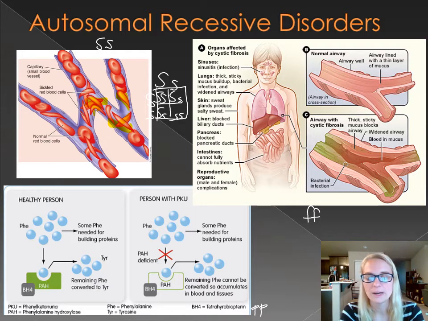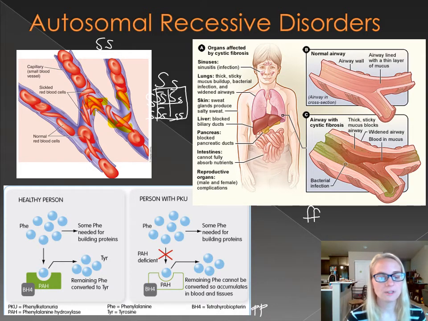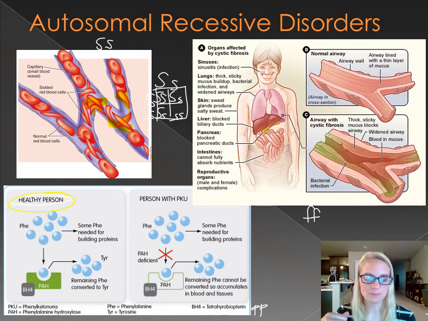And then the last one is PKU, which stands for phenylketonuria, which is, again, an autosomal recessive disorder where our bodies lack an enzyme, which is called phenylalanine hydroxylase, which takes phenylalanine and converts it to tyrosine. So in the normal healthy person, we have here, right, they have this enzyme. So that is the green little box, and it converts phenylalanine into tyrosine. When somebody doesn't have it, they cannot do that.